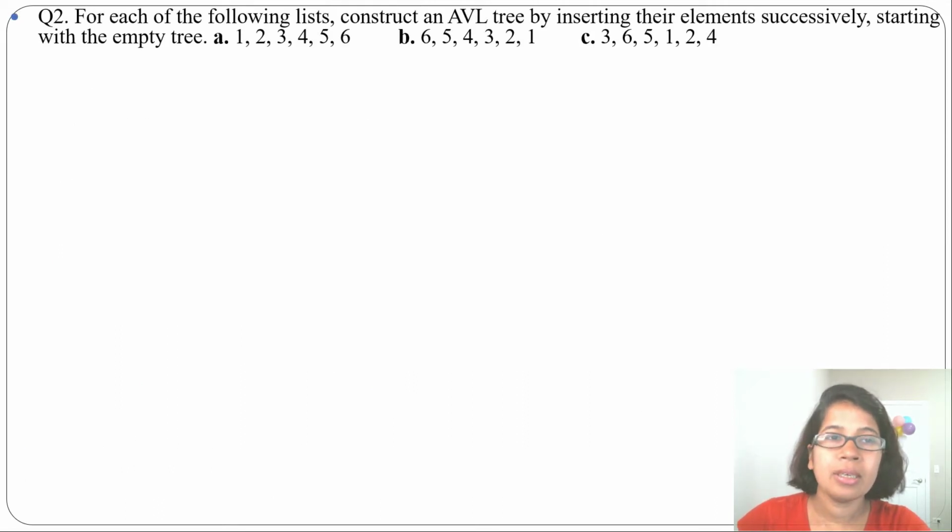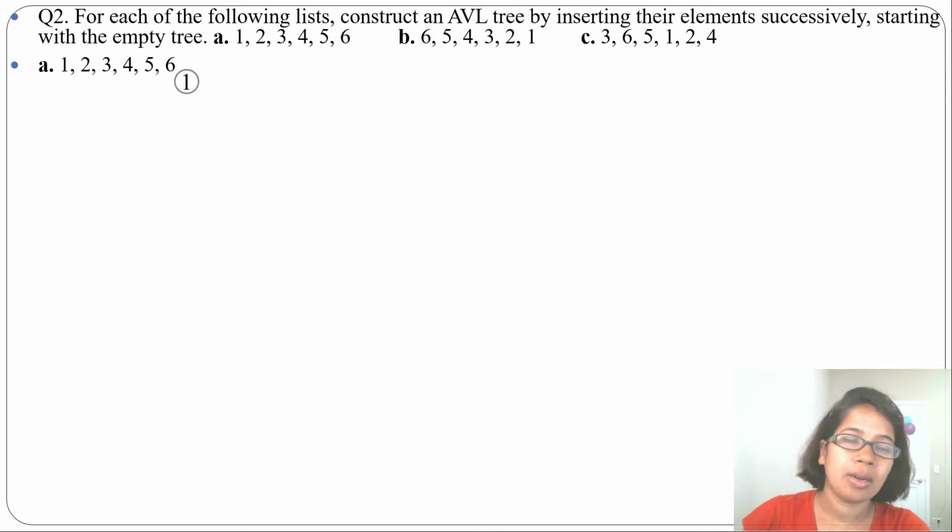Next question, question number 2. For each of the following lists, construct an AVL tree by inserting their elements successively, starting with the empty tree. Three lists are given. We need to create AVL trees. Let's first do option A: 1, 2, 3, 4, 5, 6. So first we'll insert 1. Now balance factor is 0.